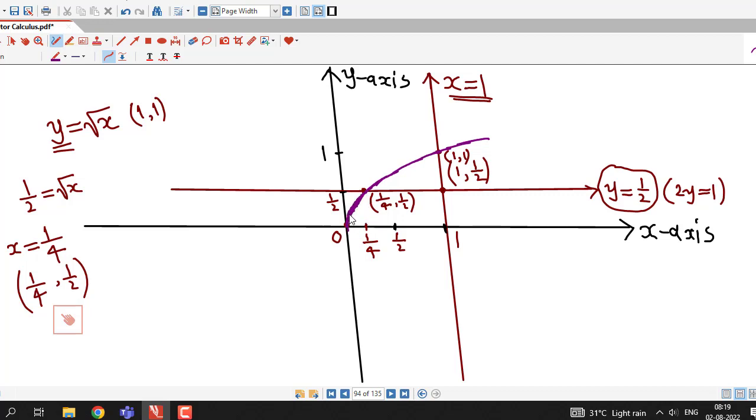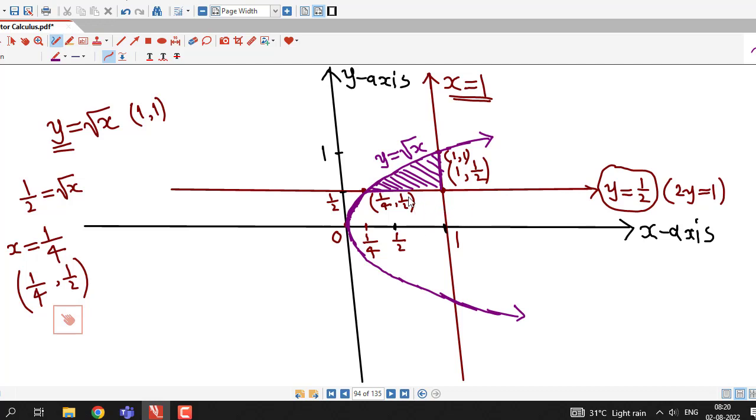We are just sketching roughly to get the idea, and this parabola is symmetrical about the y-axis, so we will have a mirror image below the x-axis. Now what is the region bounded by y equal to square root of x, the line x equal to 1 and y equal to 1 by 2? This region is bounded by these 3 curves: y equal to square root of x, y equal to 1 by 2, and x equal to 1.